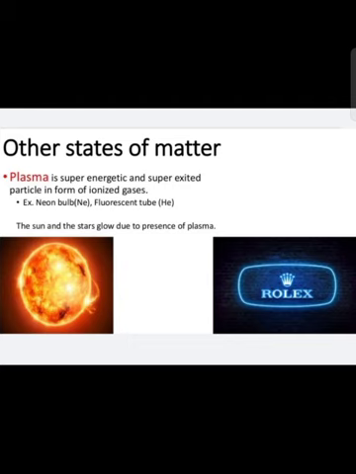Apart from that, students, in your higher classes, you will also get to know about two more states of matter which have been discovered recently. One of them is plasma and the other one is BEC, that is Bose-Einstein condensate. Plasma is super energetic and super excited particles in the form of ionized gases. They exist in neon bulbs and fluorescent tubes. Apart from that, the sun and the stars also glow due to the presence of plasma.